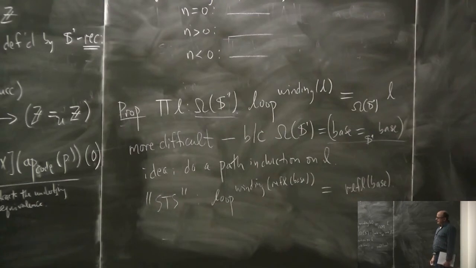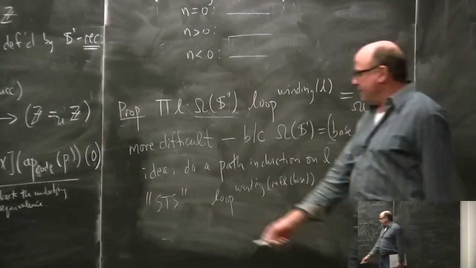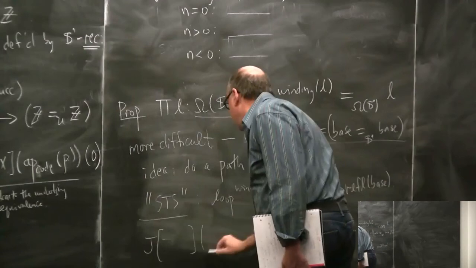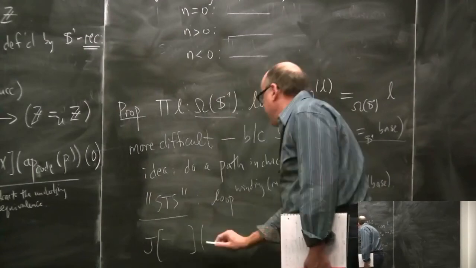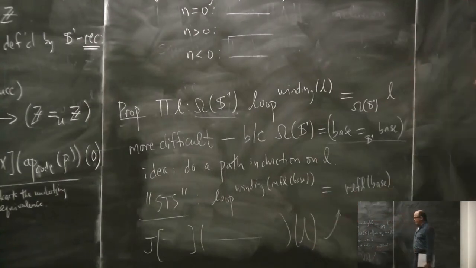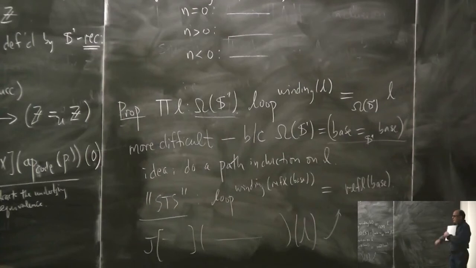Okay, so it's a pity because it's almost completely straightforward like that. So what's wrong with my argument? When I say I do a path induction on L, what I mean is this guy will be J of something. The argument to it will be L, and it's supposed to be a proof of this thing over here. So that's what I mean by doing a path induction. So where have I gone wrong?